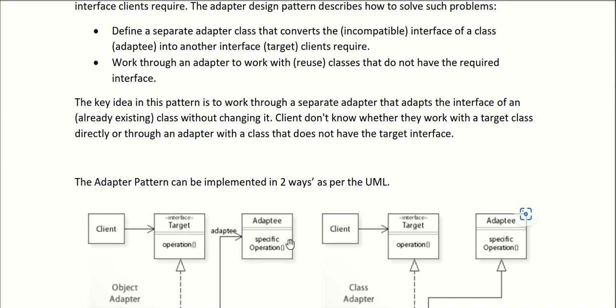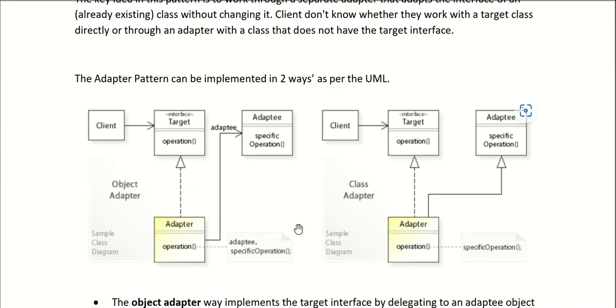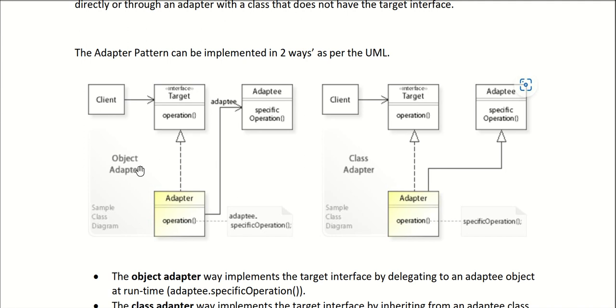So the adapter pattern can be implemented in two ways, one is an object adapter and one is a class adapter. I'm showing the UMLs over here. This is the simplest approach of implementing the adapter pattern, using the object wrapper or object adapter. So what happens here? You have an interface, the target interface, which has an operation that's what you want to invoke, and a concrete class implements that target interface and also provides implementation for that operation.